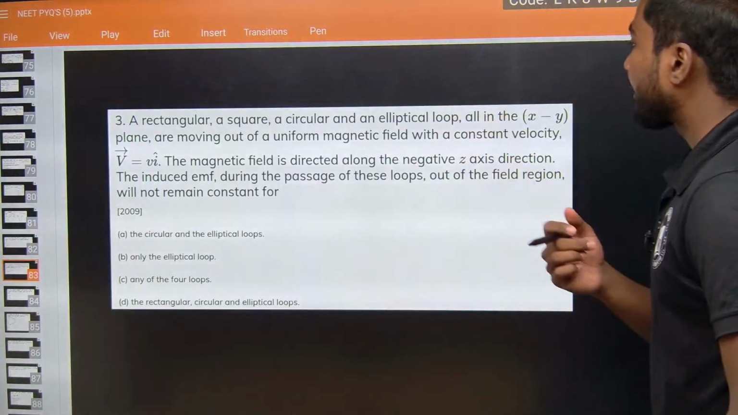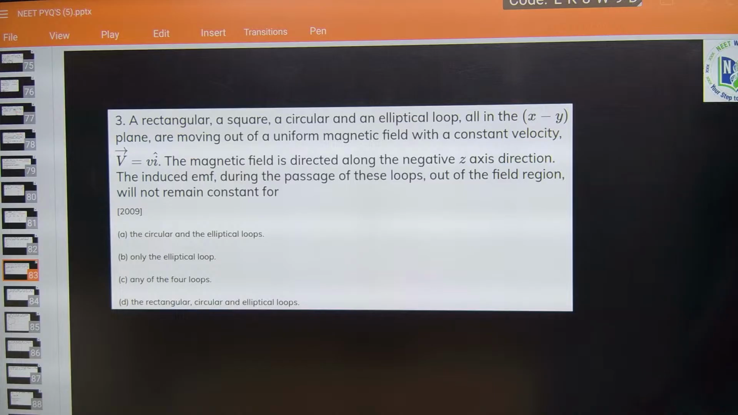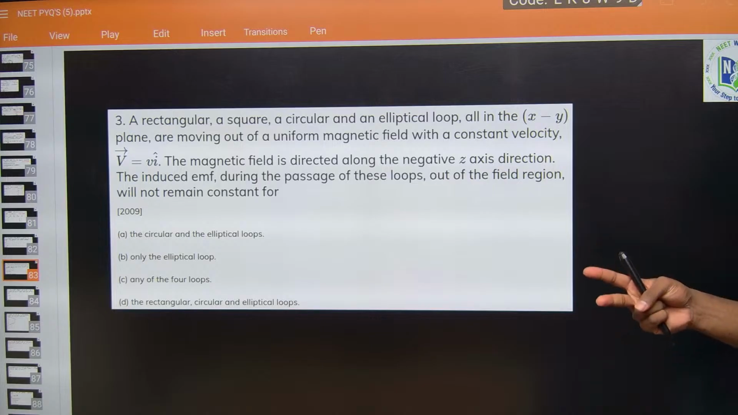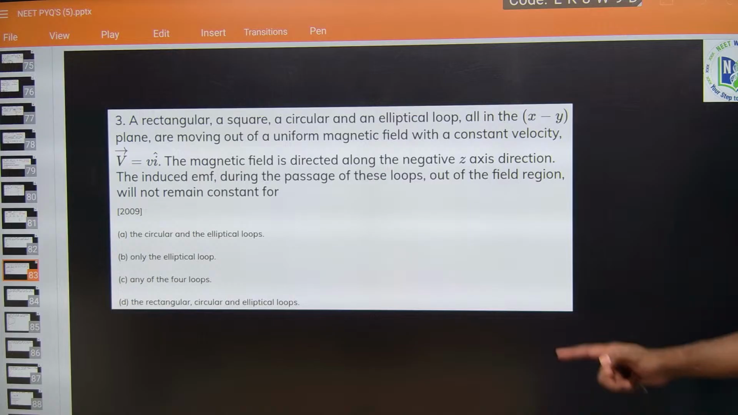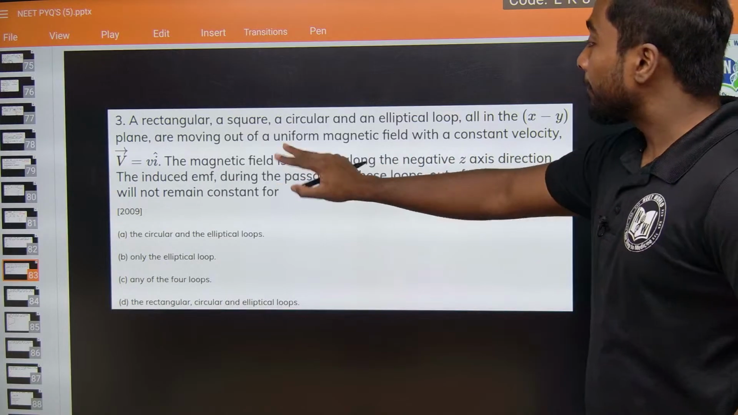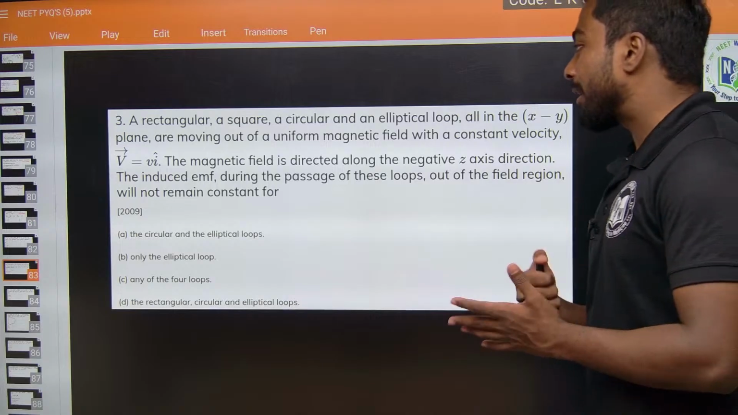Yes. A rectangular, a square, a circular and an elliptical loop, all in the x and y plane. Okay. Rectangle, circle, square and elliptical. Okay. They are all in the xy plane, moving out of a uniform magnetic field with a constant velocity, they are saying. So the magnetic field is directed along the negative z axis. So the induced EMF during the passage of these loops out of the field region will not remain constant.